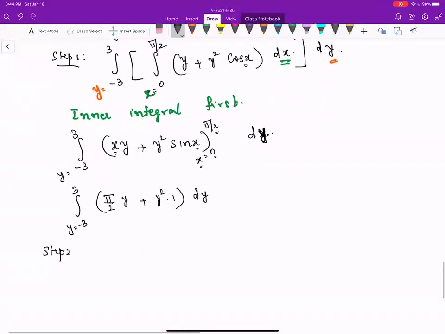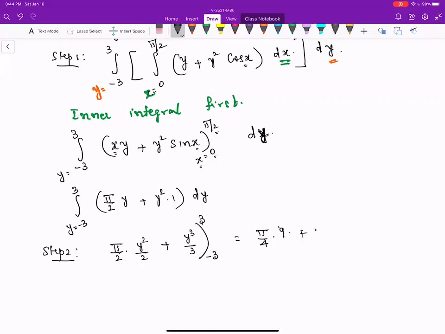So in the next step, we are going to integrate with respect to y, which is the outer integral now. So it is negative 3 to 3, integrate with respect to y. Pi by 2 is a constant. Then y square over 2, the integral of y, then y cube over 3, between the limits negative 3 and positive 3. So it is pi by 4 y square at the upper limit, so that will be 9. Then at the upper limit y cube over 3, it will be 27 over 3, which is equal to 9.